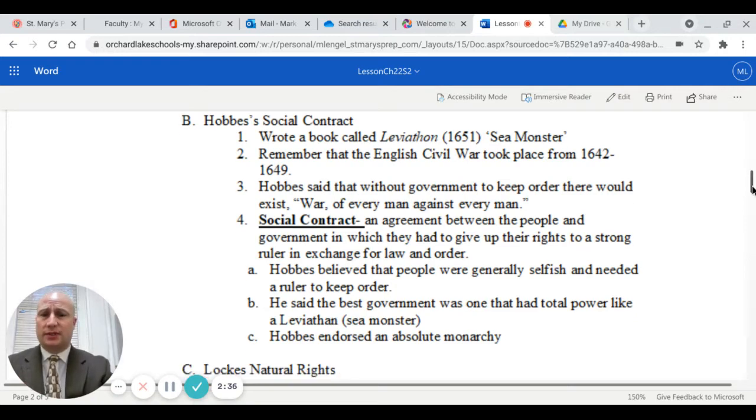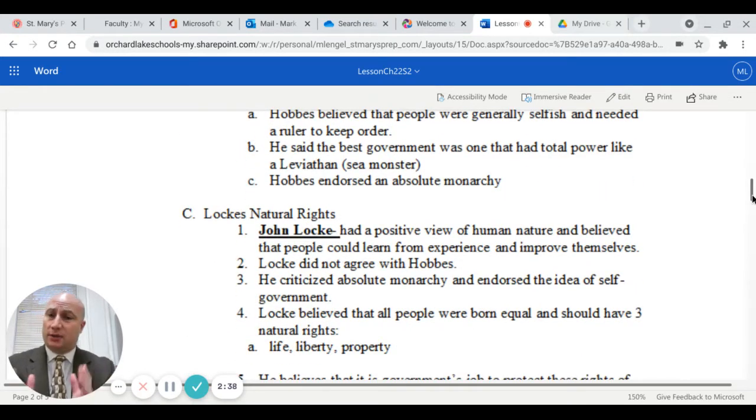Hobbes actually endorses the concept of absolute monarchy, where the ruler has all power, very limited checks and balances on what the ruler can do. So when you think about Hobbes, you think about government systems or government ideals that have strong government control over the people. People have limited rights, okay, limited freedoms, but they are protected in theory by the government.